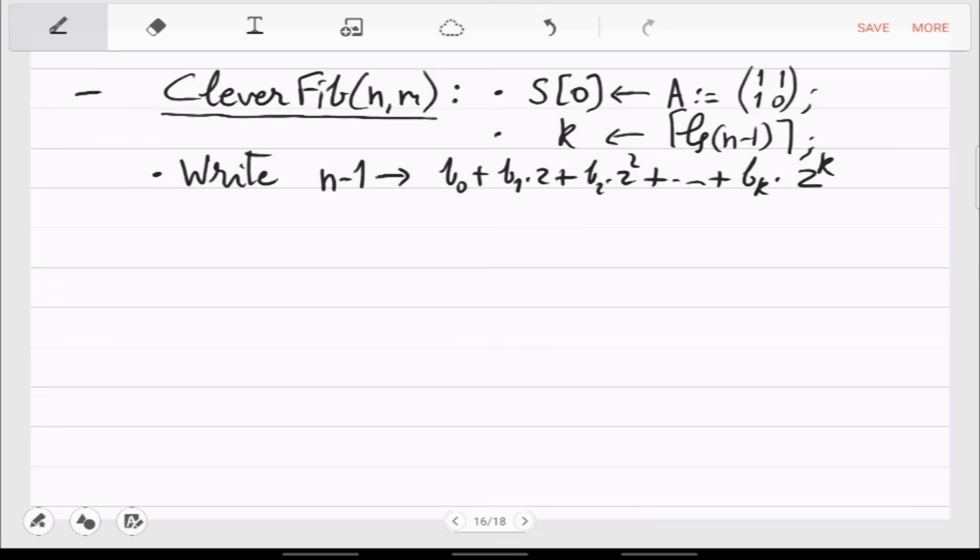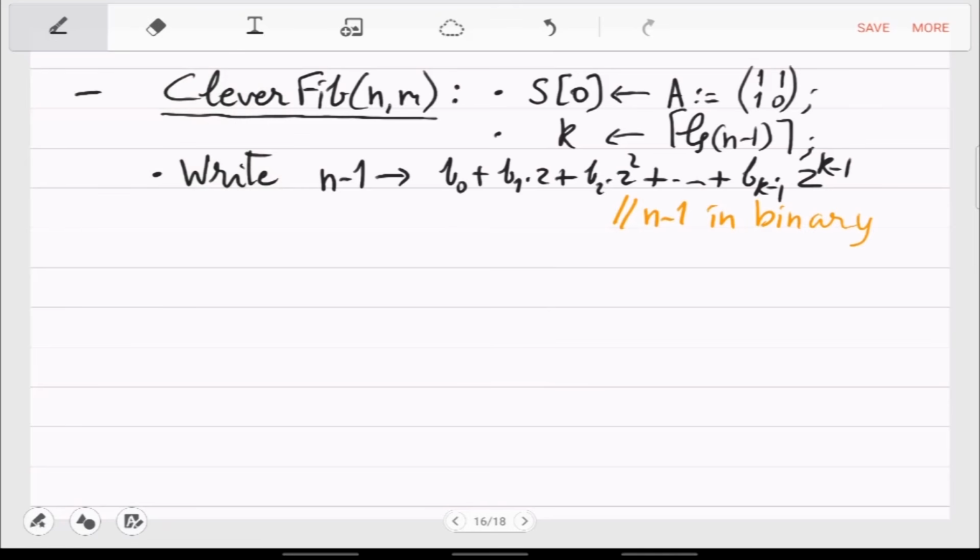It won't even go to k, it's k minus 1. So this n minus 1 has maximum k bits when you do base 2 representation. So you calculate the binary representation, this B0, B1, B2, up to Bk minus 1, which are 0 or 1. So write this in binary. And now some of these B's are 0 and the others are 1.